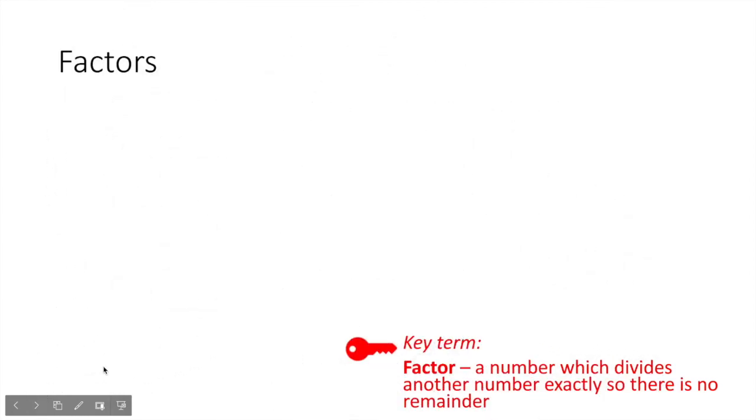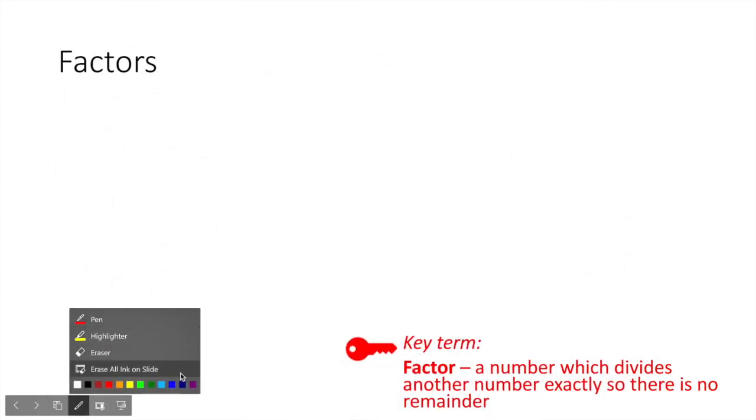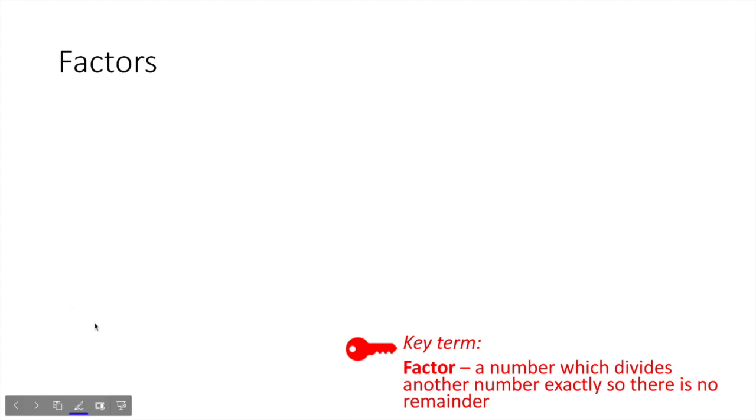Alright, so today we're going to start off with factors, as I said before. So factors, as you can see, the key term below states what a factor is. A factor is a number which divides another number exactly, so there is no remainder. Okay, so let's just do this quickly. What are the factors of 24?